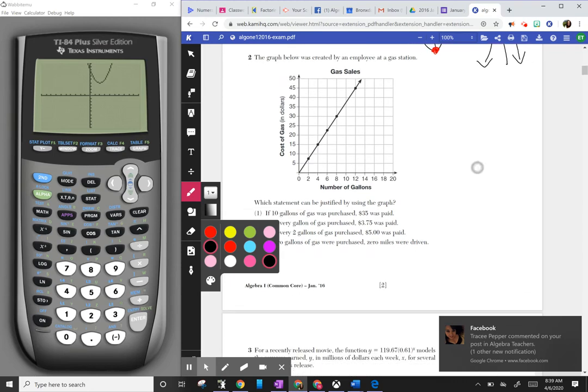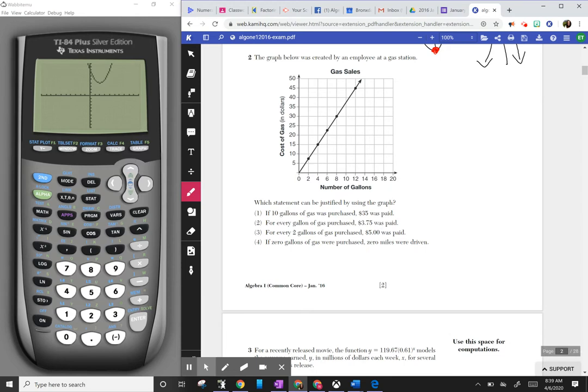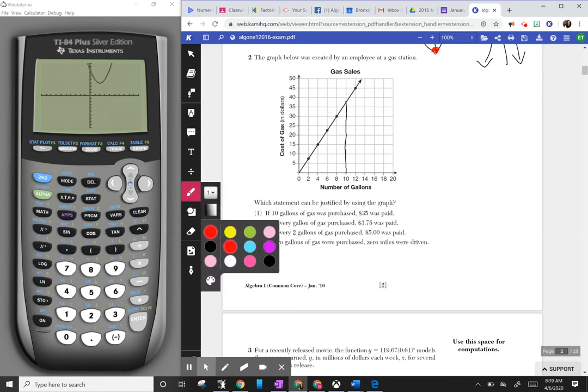Okay, question number 2. The graph below was created by an employee at a gas station. Which statement can be justified by using the graph? 1: If 10 gallons of gas was purchased, $35 was paid. Well, let's see. We have gallons at the bottom here. So if I go to 10 and then I go up, do we land on 35? Not quite, right? Because technically we're landing a little bit above 35, at like 37 maybe, but not directly on 35. So it cannot be 1.